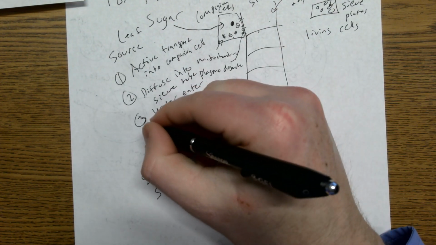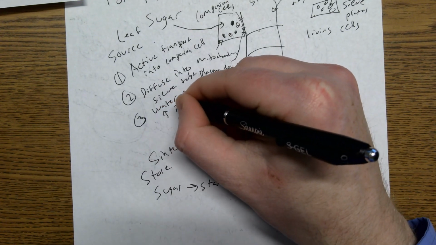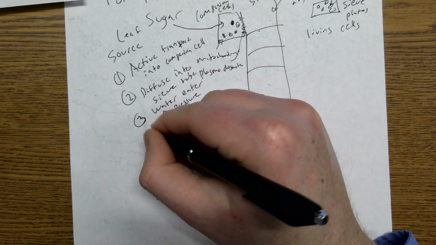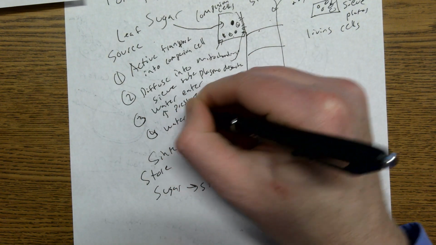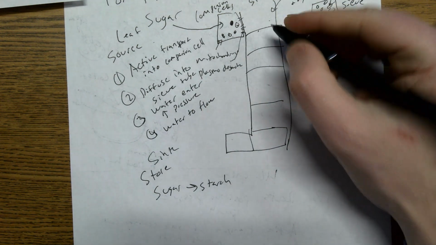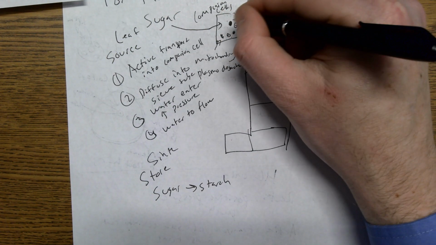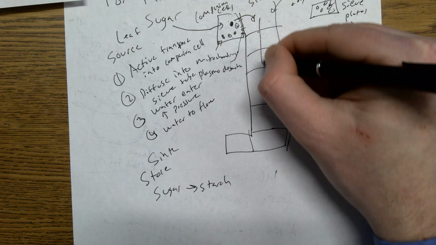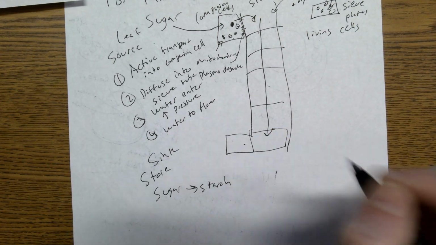We said water is incompressible. That will increase the pressure. And then that increase in pressure will cause water to flow. And it will flow towards the low pressure. In this case, it'll flow down. So you're going to take the sugar, you're going to load it into here, and then it will flow down. And then when it arrives down here, you have to actively transport it out.